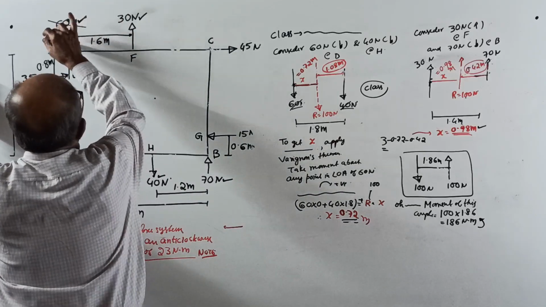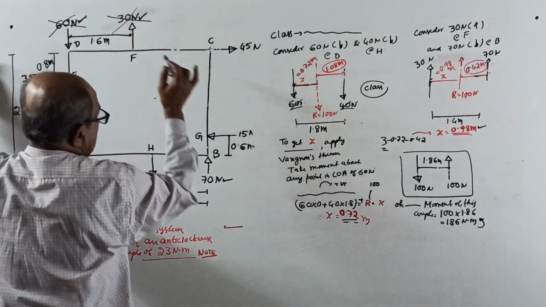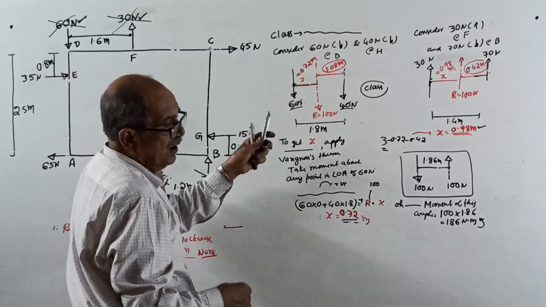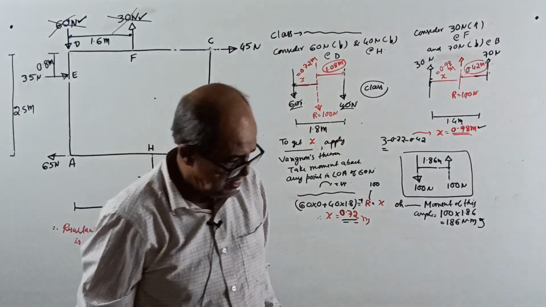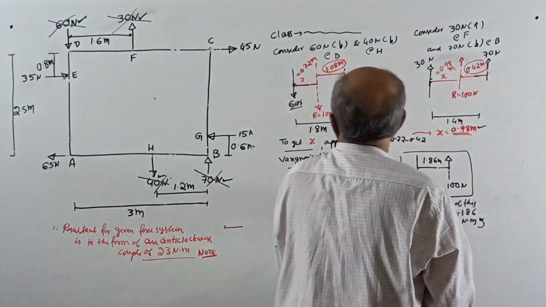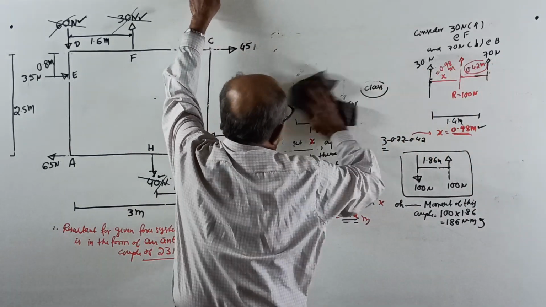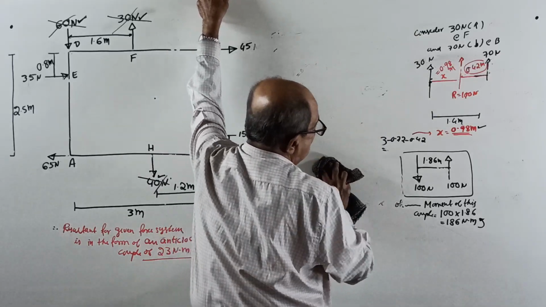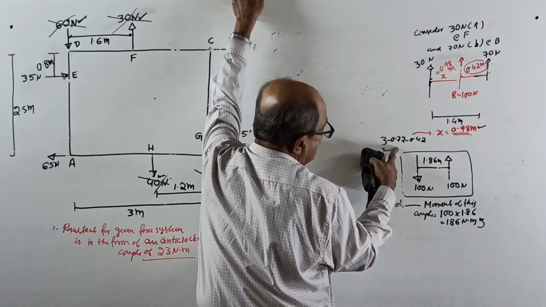60 Newton over, 30 Newton over, 70 Newton over, 40 Newton over. Now go for horizontal forces. You should have a perfect concept. I will do it a little fast now. You write everything neatly. Now I will remove this one.